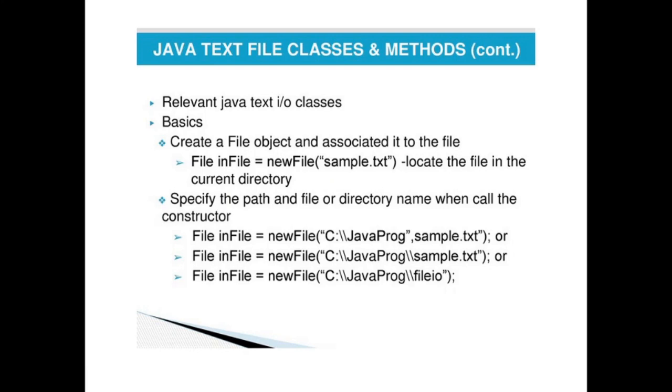If you need to specify an absolute path, we can also do that, like File inFile equal to new File("C:\Java program\sample.txt"). This has the full path on the hard drive, so we can make an object of type File and it will point to a file resident on the disk.